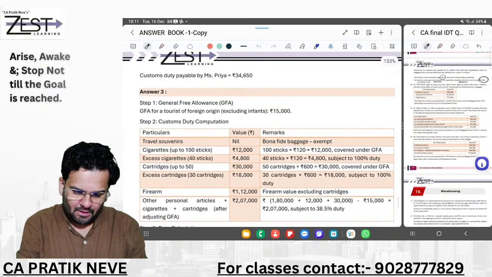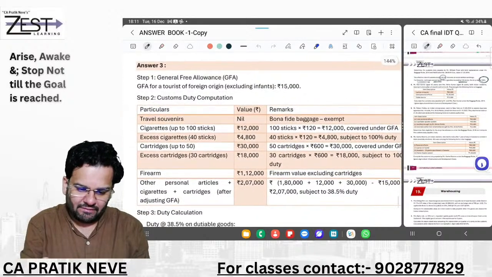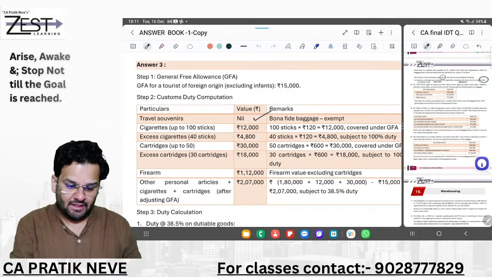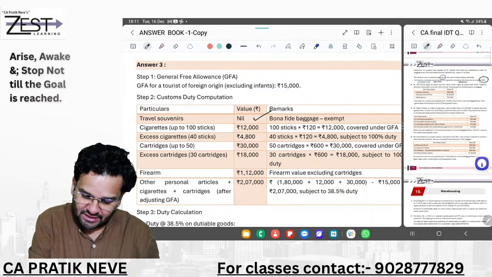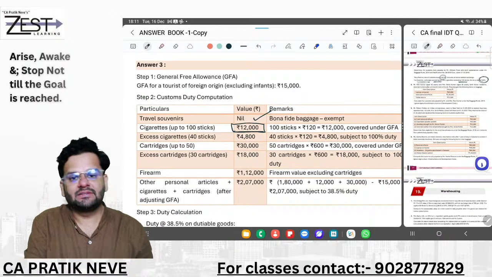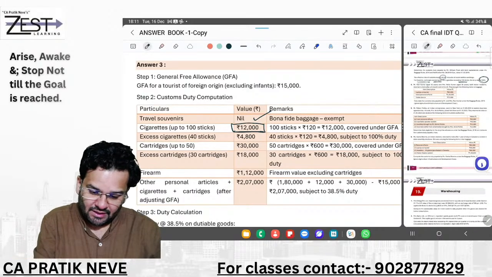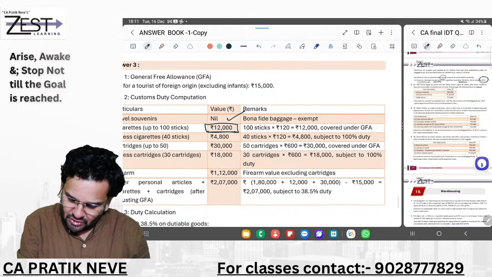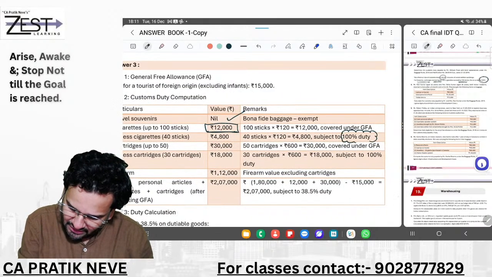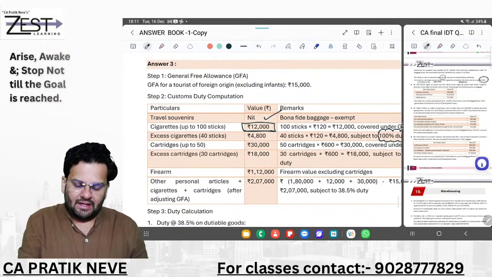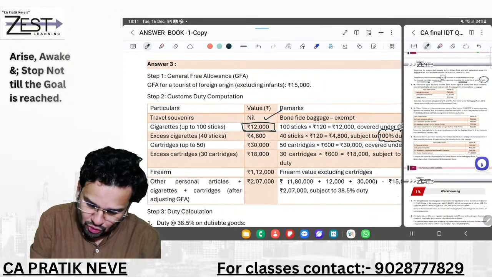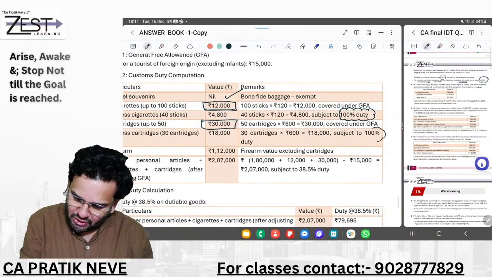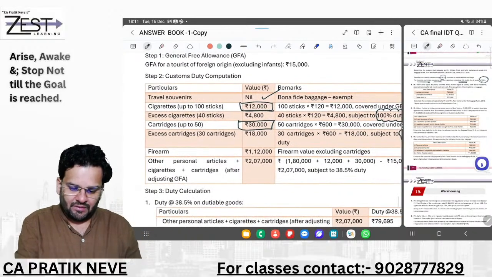See, so what you are going to do? Travel souvenirs, as discussed, is fully exempt. Cigarettes up to 100 sticks, you will take here, 12,000. Excess cigarettes, you will be paying duty at 100%. Cartridges up to 50, you will take here. Excess cartridges, you will be paying duty at 100%.